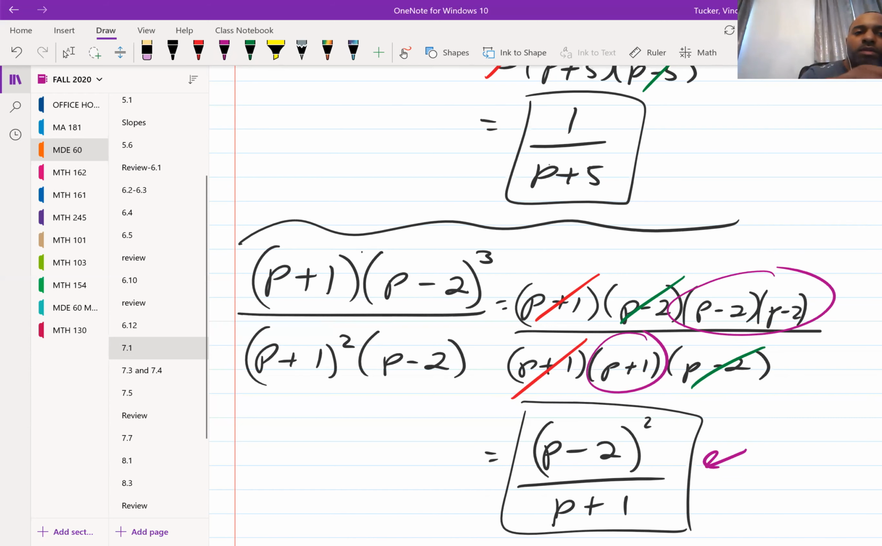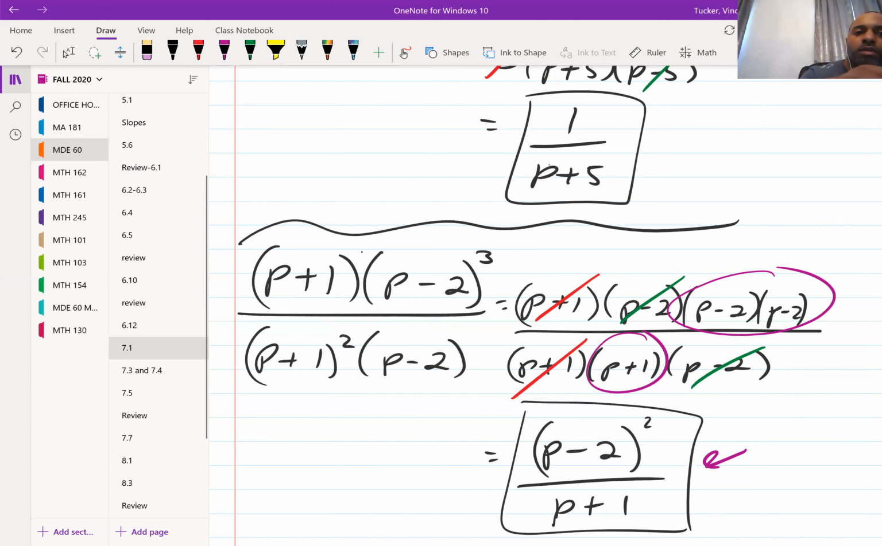So what do I mean by that? If I have 2/3 times 9/4, if I were to factor out each numerator and denominator, a 2 and a 3 can't factor out any. But I can break down the 9 into 3 times 3 and the 4 into 2 times 2. So that's what I did right here.